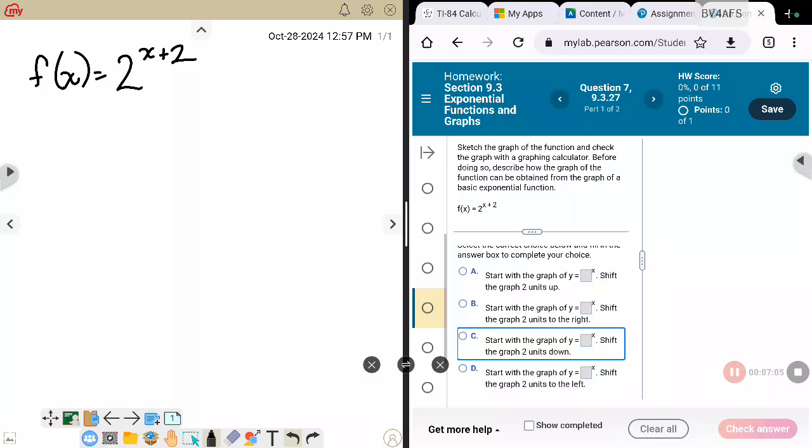All right, in this example, we are going to use our shifting rules to move these exponential functions around the graph. If you have a number inside the exponent, that's going to be your inside number that shifts you horizontally opposite the sign. So that +2 is going to shift this graph to the left.